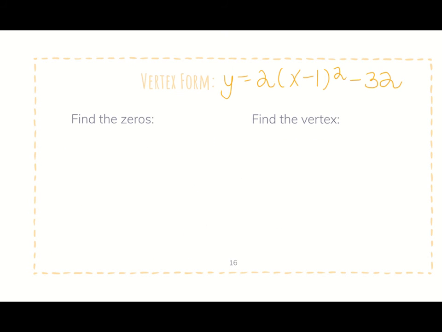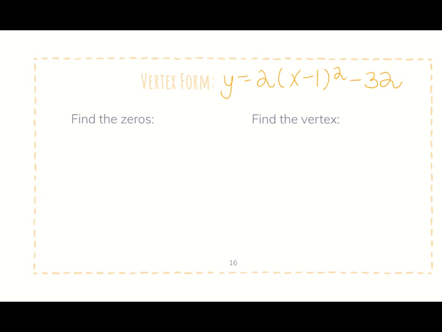All right, so now given an equation in vertex form, y equals 2 times x minus 1 squared minus 32, I'd like you to go ahead and find the zeros, find the vertex. Go ahead and type in what you get for your answer, and then continue on with the video to go ahead and check your work.